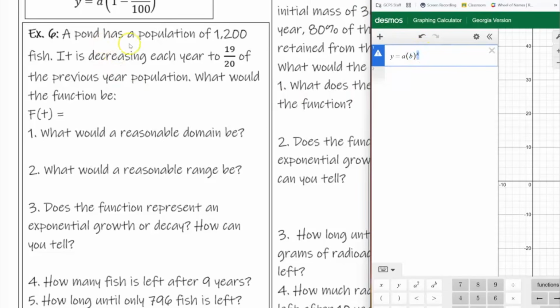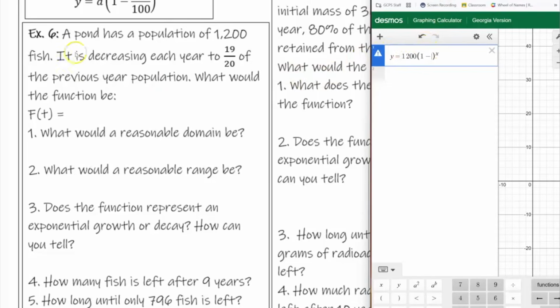So let's look for it. A pond has a population of 1,200 fish. Okay, so that's my population. That's what I'm starting off with. That's my a, 1,200. All right, it is decreasing. Now, whenever I see that word decrease, I want to assume that it's going to be 1 minus. I should already be typing in 1 minus because it's decreasing by, right?